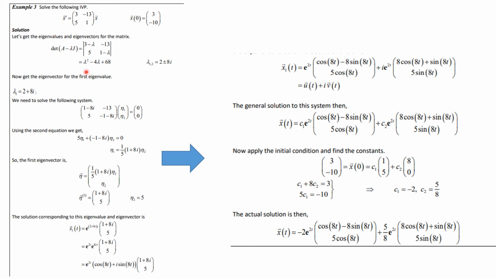Well, you're going to proceed much as we did before. You're going to find the eigenvalues. This time they're going to be 2 plus or minus 8i. We'll take the first one, 2 plus 8i. Substitute that value in for lambda here, and this gives us equations that will give us the eigenvector. And we work through that, and we'll get that the eigenvector is 1 plus 8i over 5. And again, we don't have to worry about the other part because that's just going to be the complex conjugate of this.